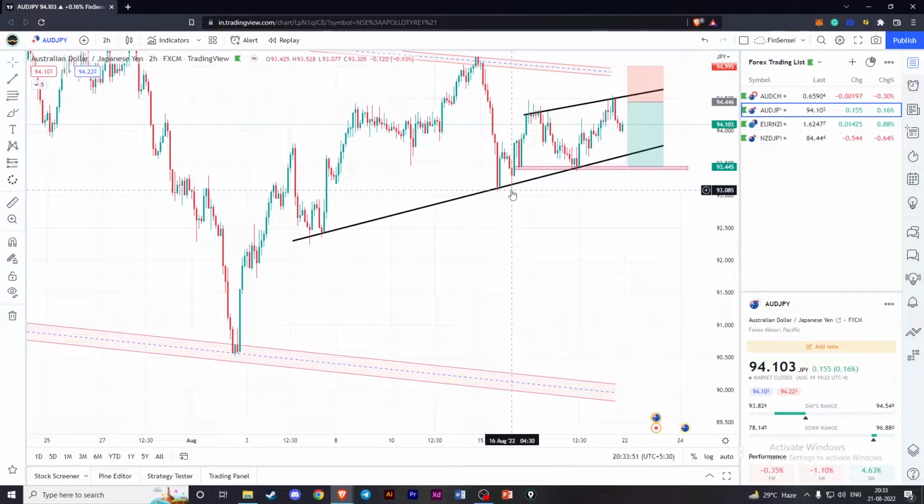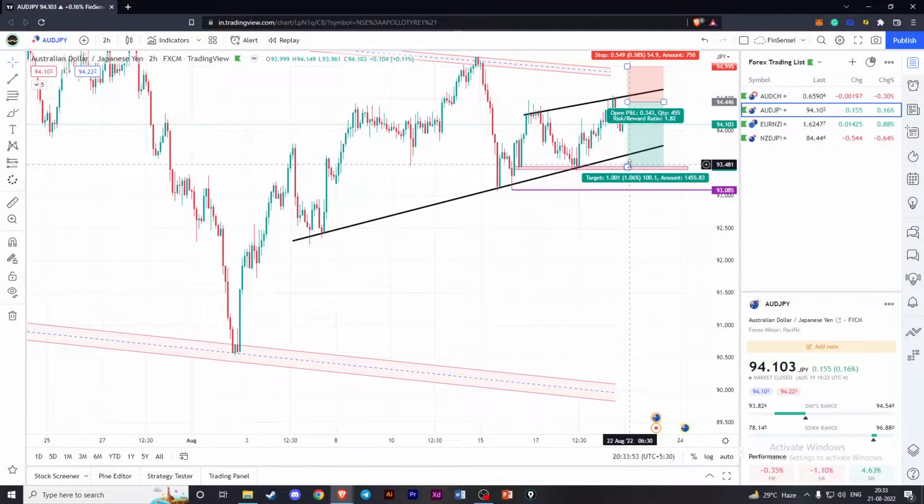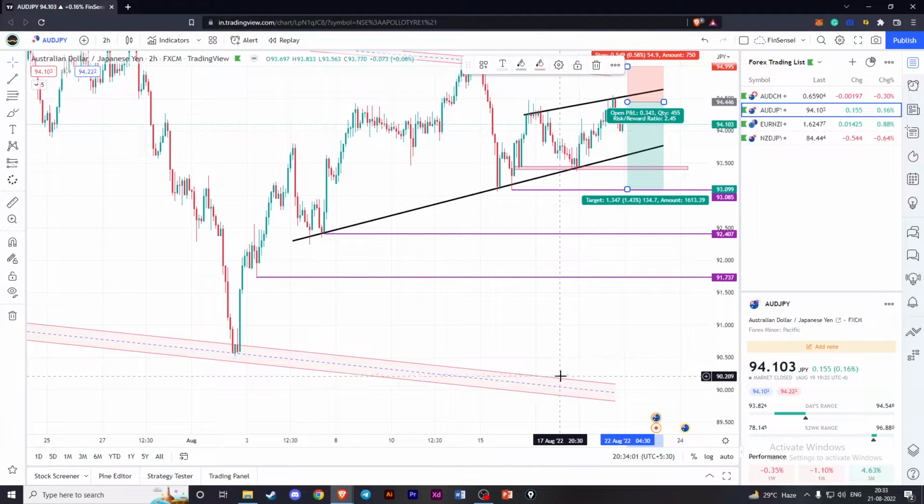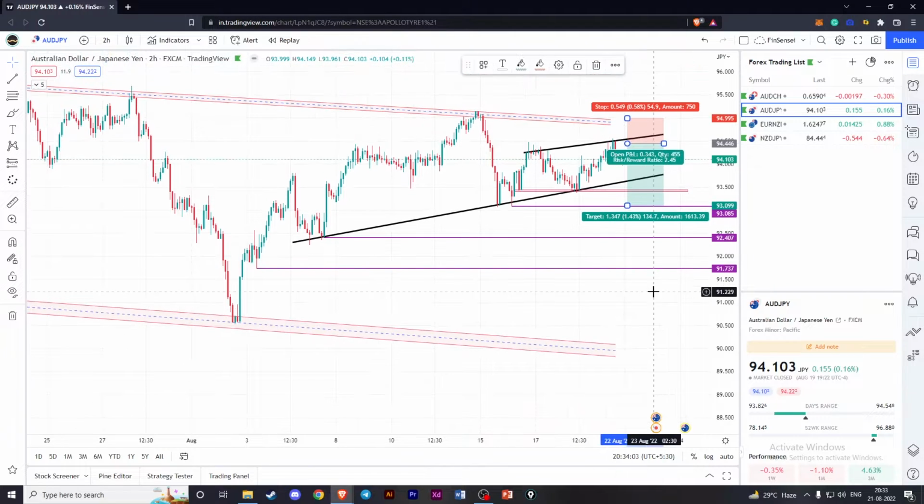We can ignore the swing lows, or we can also take this as a target. That will only increase our risk to reward ratio. The real target should be around this swing low, and then this, and the ultimate target should be this major range, the bottom of the range.